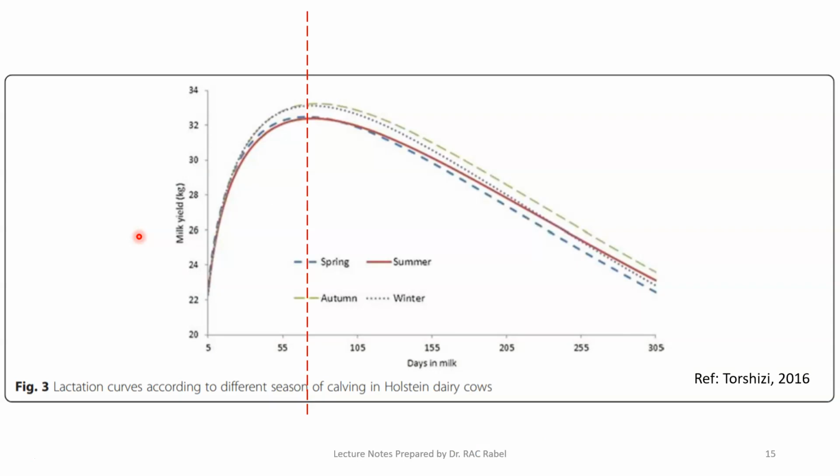So we saw the parity and breed differences as well as the similarities. This study from 2016 looks at the lactation curve based on season of calving in Holsteins, and you can see that for autumn, fall calving, the milk yield is slightly higher. However, the pattern is more or less the same.